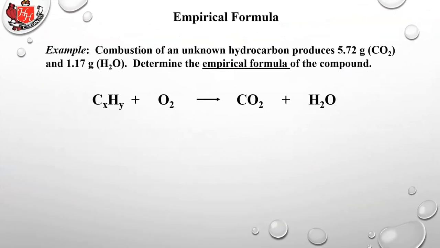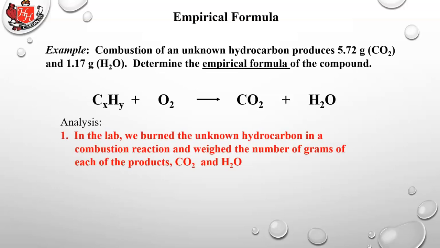Okay, so here's our example. Combustion of an unknown hydrocarbon produces 5.72 grams of CO2 and 1.17 grams of H2O. Determine the empirical formula of the compound. So, analysis. In the lab, we burned the unknown hydrocarbon in a combustion reaction and weighed the number of grams of each of the products, CO2 and water. How that's done is a topic for lab techniques. We won't talk about how those two compounds can be weighed, but we're just going to take it as a given that they can be.